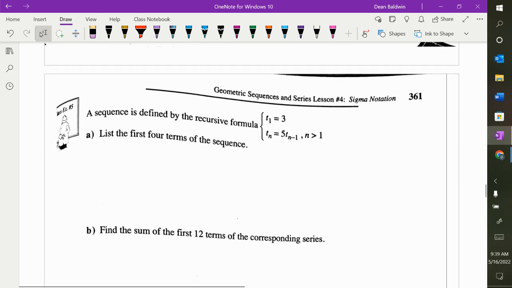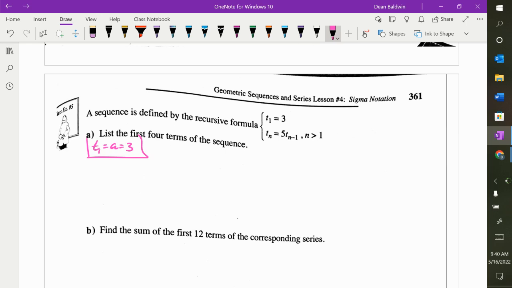All right. Okay. A sequence is defined by the recursive formula. T1 is equal to 3, Tn is equal to 5 times T to the n minus 1 when n is greater than 1. What does all this mean? List the first 4 terms of the sequence. So basically, what's T1? They tell you. T1, or A, is 3. They've given you that piece of information.